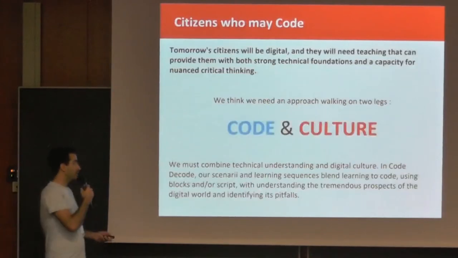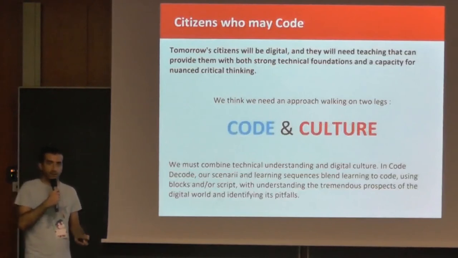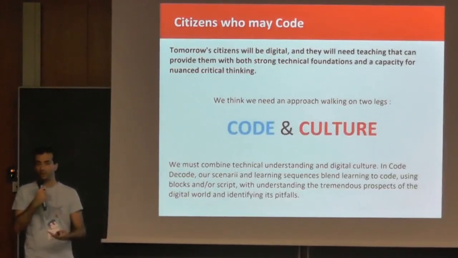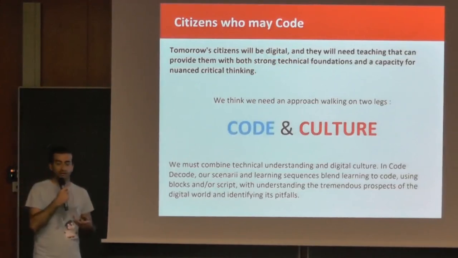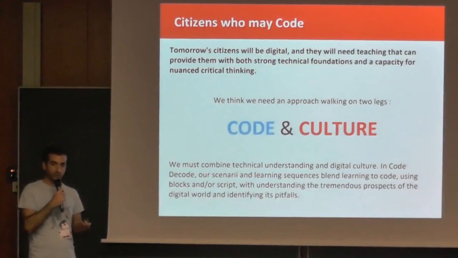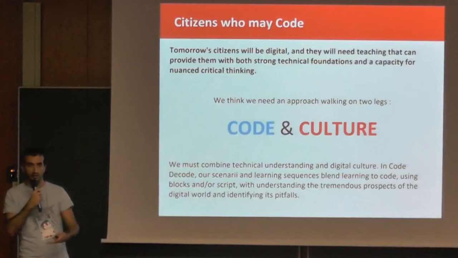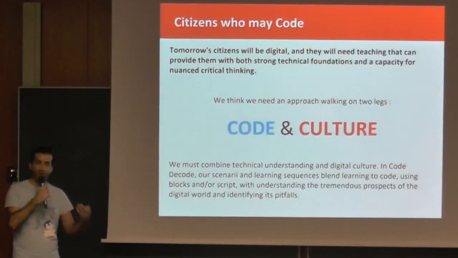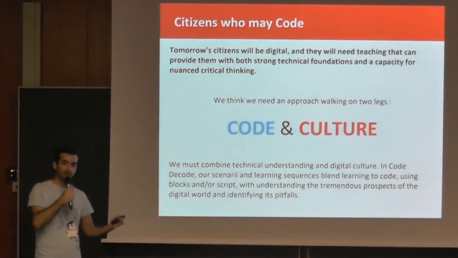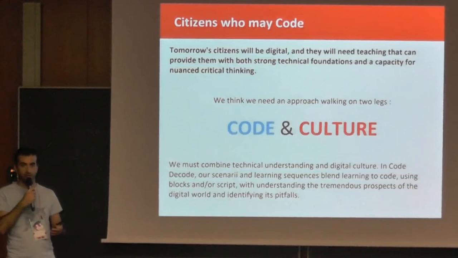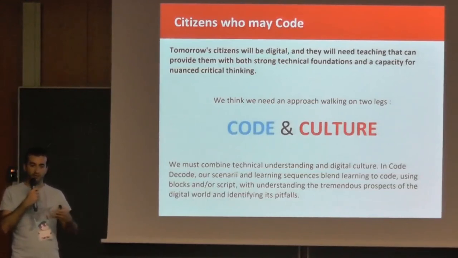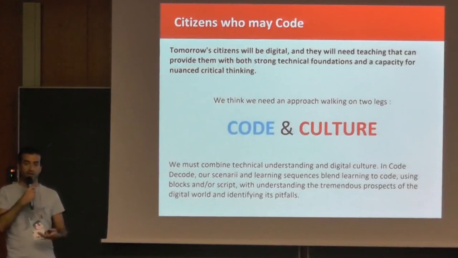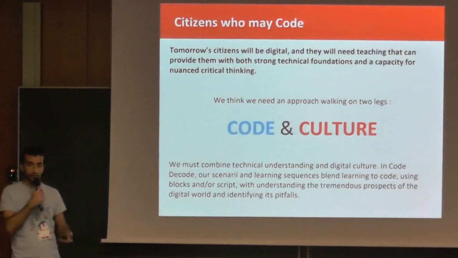And so we think, of course, to help kids become those digital citizens, we need to provide them with a strong technical foundation, but also with the ability to think critically about what they do, what they see, the why. We're French, we like to ask why. And so we think when kids are exposed to code and technology, we need an approach that walks on two legs. There's code, and then there's the culture side. So when we create learning pathways or learning sequences, we try to mix both learning code, which can be blocks or JavaScript, and also the ability to think about what applications are possible from technology, and also the pitfalls of technology, because it's always a two-sided coin.